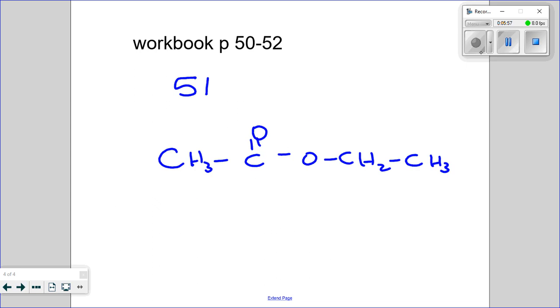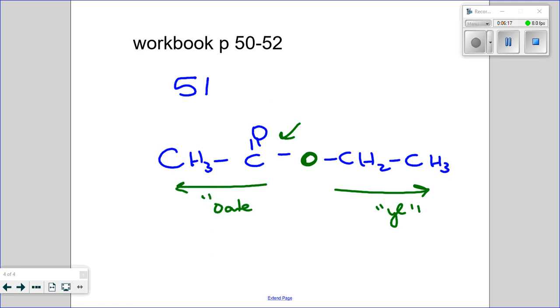When we look at the structure in question 2, I can see that my central oxygen that separates the 2 halves is right here. So the side with all the single bonds is the side that's going to end in -yl. The side that has the double bonded oxygen is the side that's going to end in -oate. We always name the single bonded side first.